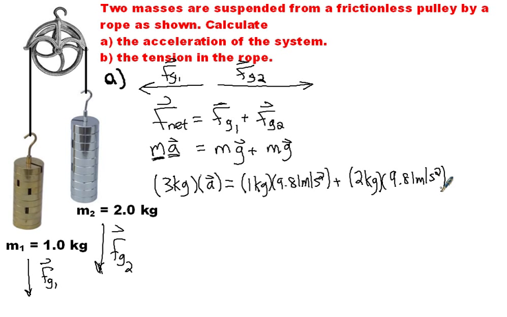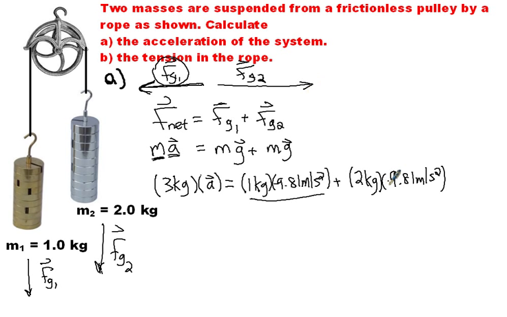Now, this step I always like to pause for a minute and make sure that I have all of my vector directions down. So I notice the force of gravity 1 is acting to the left. So this term is going to have to be a negative number. I'm going to put a negative in front of the 9.81 so that when I multiply it by 1 kilogram, it becomes a negative vector. It means it's going to the left. The 2 kilogram mass, which represents force of gravity 2, is acting to the right. That's the positive direction.